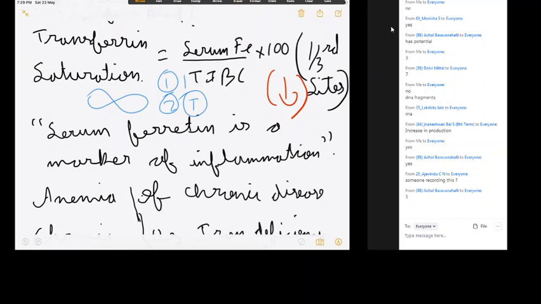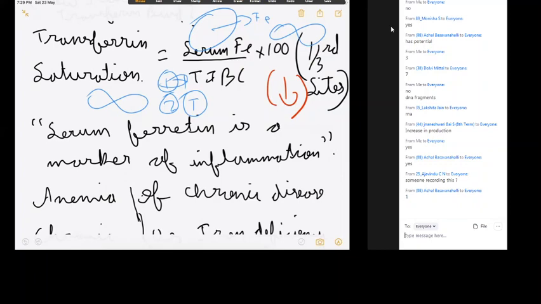Why? See, what did I tell? I told when iron is there, you have your duodenal cell, iron is coming out. This iron is coming out and binding to transferrin. That means there is already that much availability of transferrin. Okay. So we can say now that there is more transferrin than iron.